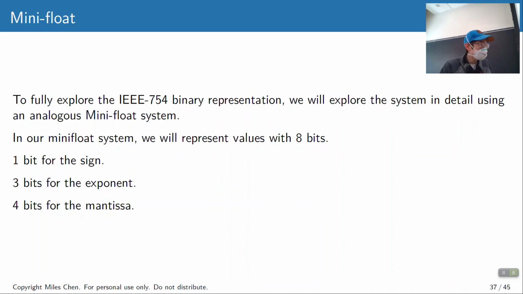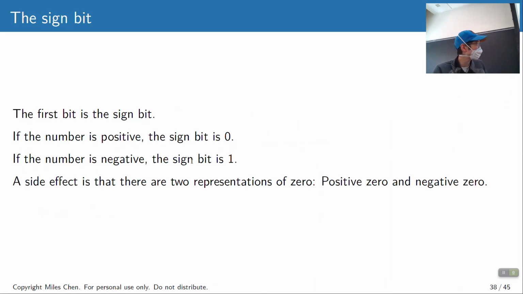E as in elephant. All right, so to illustrate how this works, we're going to use a miniature floating point system. This is a very rudimentary floating point system. We're going to have a total of 8 bits: 1 bit for the sign, 3 bits for the exponent, and 4 bits for the mantissa. So this is like a miniature version of the double. The double has 1 for the sign, 11 for the exponent, and 52 for the mantissa, but we're using 1, 3, and 4.